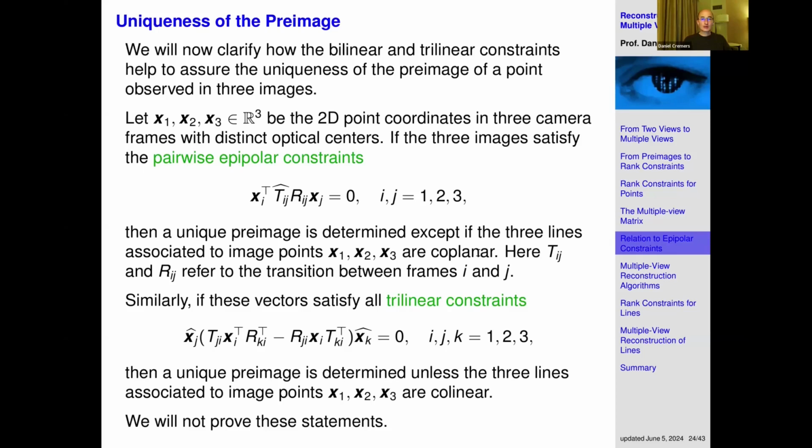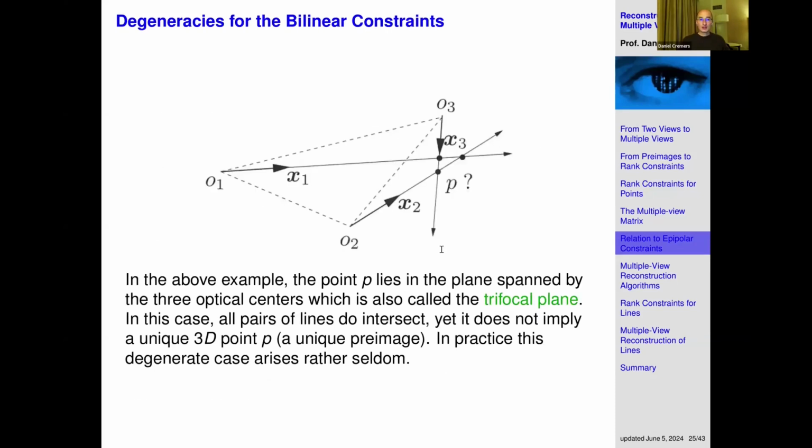So let's look at that. Here these Tij and Rij refer to the transition between frames i and j. So we have 3 frames, 1, 2, 3, with indices i, j that can be 1, 2, or 3. And then we have these epipolar constraints between pairs of images. This degenerate case that we mentioned here, that the 3 points are coplanar, let's look at that.